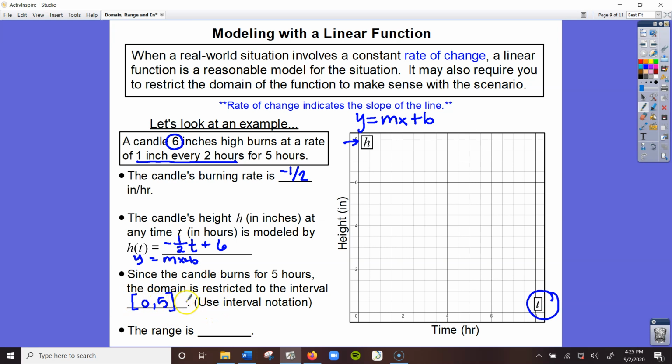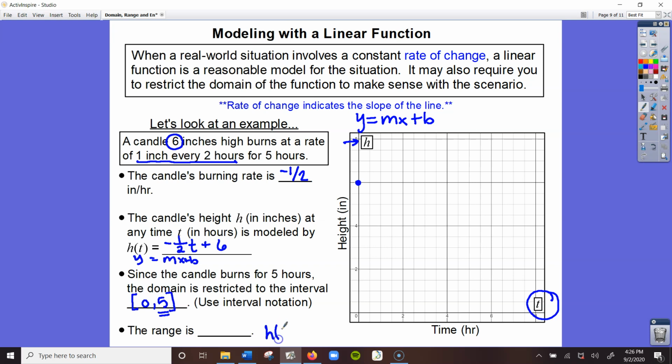Now that I have my domain and the equation and the rate and all that, I can actually go ahead and start graphing. Now we know that the y-intercept is 6, so I'm going to put my first point on the y-axis at y is equal to 6. Next, I need my second point. Now because the domain is restricted from 0 to 5, what I can do is take this 5, which is where my line is going to end, and I'm going to plug it into my function. So, which is what we did in the previous slide.